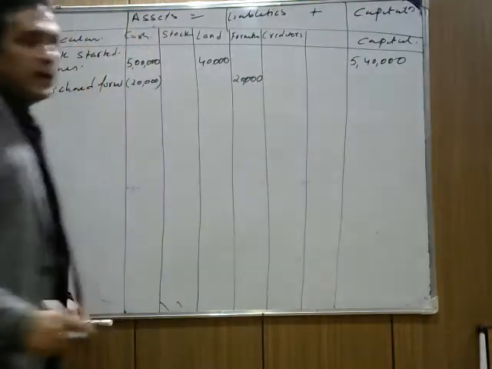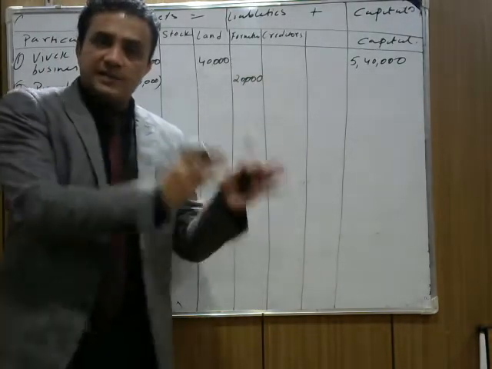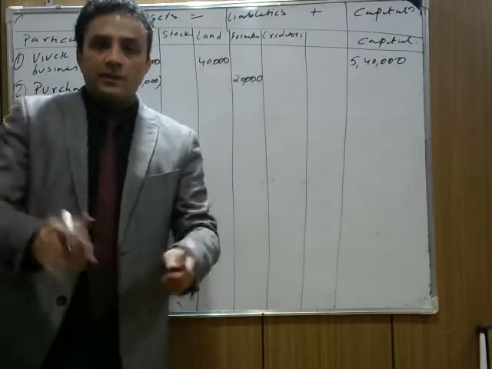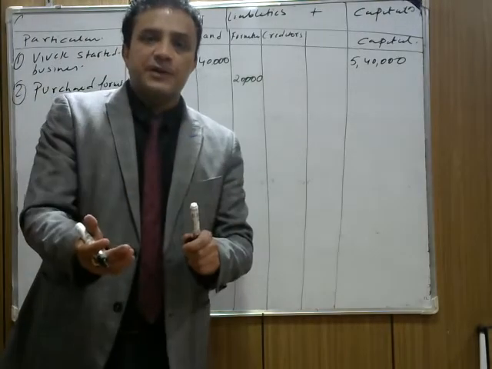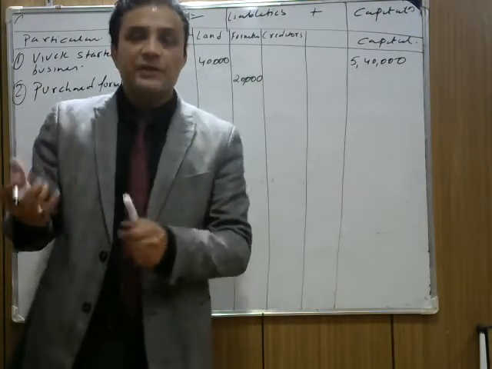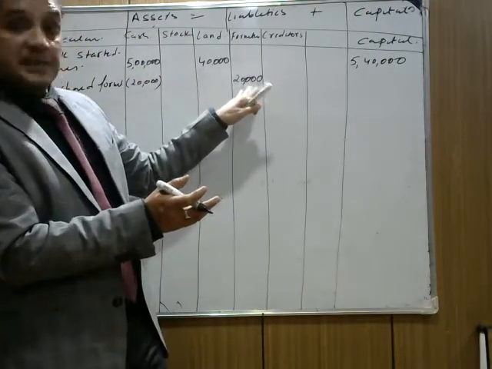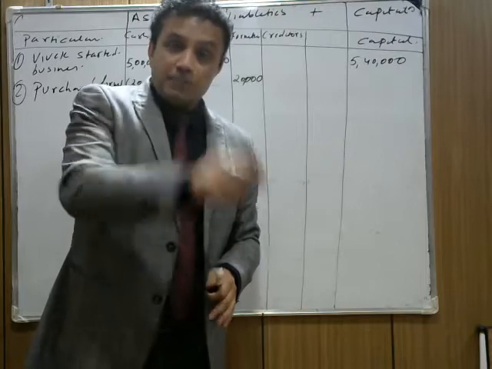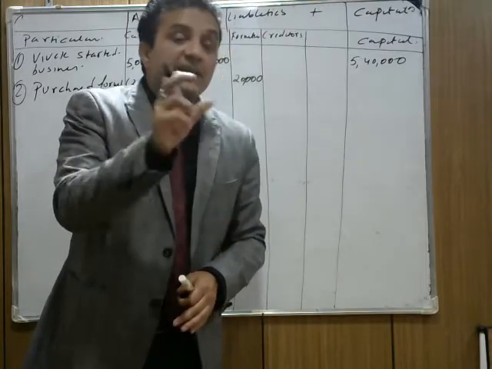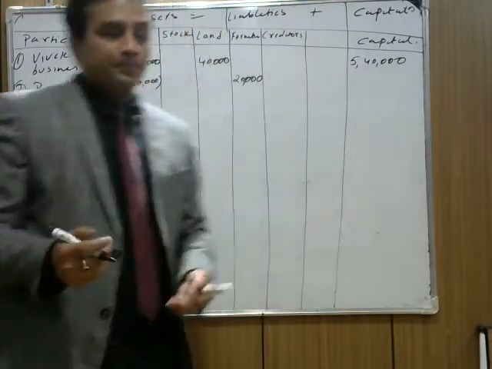So this transaction will affect only assets. Your asset increases, your asset decreases. How does your asset increase? Because you purchase furniture. Your furniture increases, the value of furniture. The business is getting furniture. But at the same time, you purchase furniture on cash, so your cash decreases because you have paid in cash.